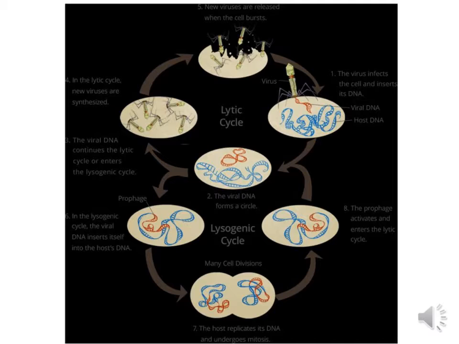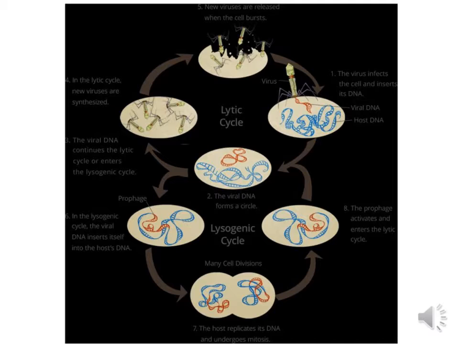And if we're going up to the top, then number 4, in the lytic cycle, new viruses are synthesized. And then number 5, new viruses are released when the cell bursts. Okay, now, in the lytic cycle, the virus is taking over that replication mechanism to do harm to the host cell to send out more virus. Now, it can go from the viral DNA forming a circle.